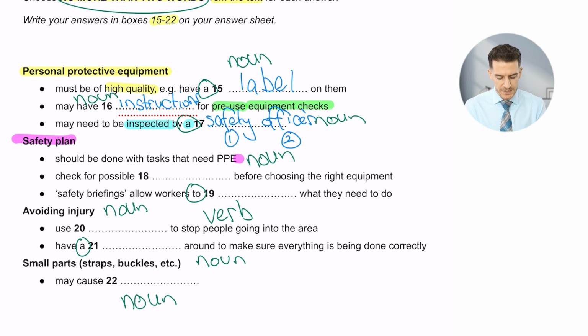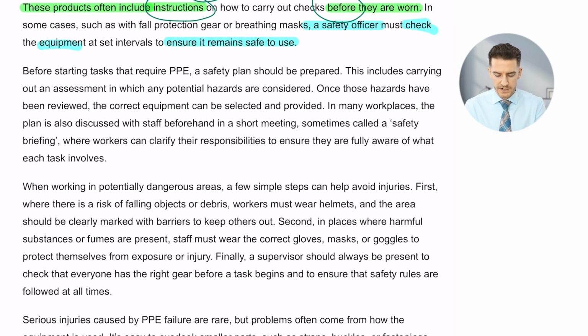So it should be done with tasks that need PPE, okay? Check for possible or potential or maybe something before choosing the right equipment. So we need to think about checking something for possible and then before. Let's go back up there and see if we can find it. Again, we'll start reading from here. Before starting tasks that require PPE, a safety plan, okay, safety plan. This includes carrying out an assessment in which any potential hazards, okay, remember potential has a similar meaning to what it said down before. And then it says hazards, so that could be the answer. Once those hazards have been reviewed, the correct equipment can be selected. Yeah, because remember it said you need to check for something before you can choose the correct equipment. So hazards looks like the answer there.